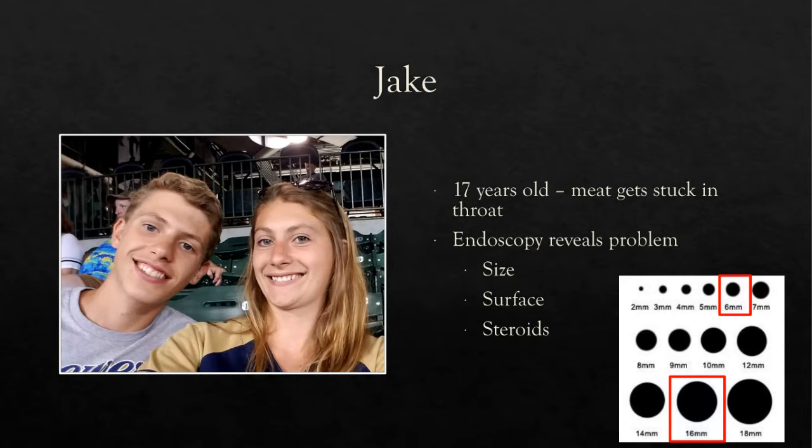So he ended up going to the emergency room, and they did a scope of his esophagus, and it revealed three things. The first was that his esophagus was about 6 millimeters wide, when an average person's is about 16 millimeters. As you can see in the bottom picture on the right, that's a pretty big difference. The second thing they discovered was that his esophagus was covered in eosinophils. The third thing was that the doctors told him he would have to be on steroids for the rest of his life.